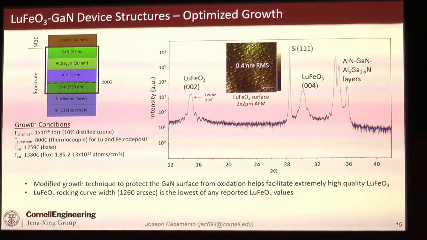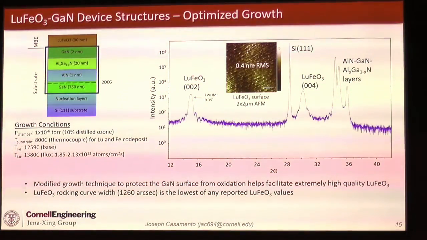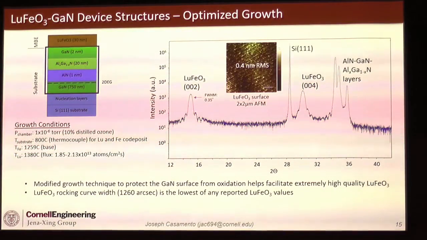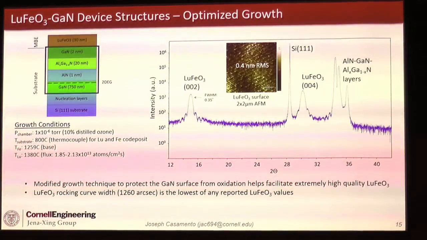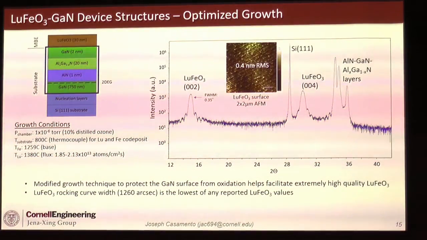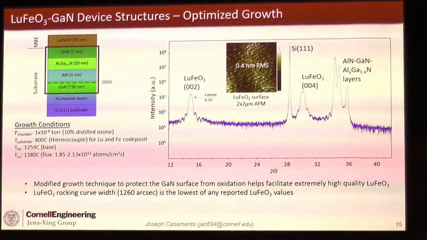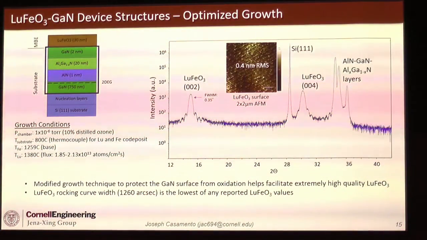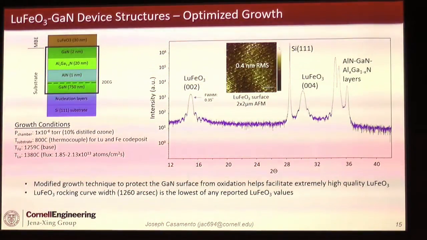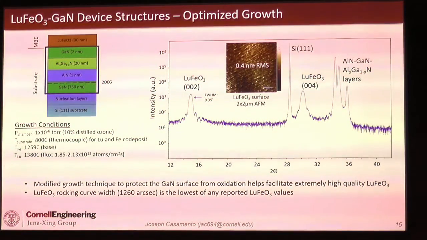Now you know everything. And as you can see here, once you optimize the growth conditions and protect the GaN surface, the lutetium ferrite crystalline peaks are extremely prominent. This full width at half max of 1,020 arc seconds is the lowest reported, at least I've seen to date, of any film, because it grows very well on GaN. But even before, YSZ is not the perfect substrate for lutetium ferrite. There's still a large lattice mismatch, as there is for GaN, but we're happy with the crystal quality as it stands.